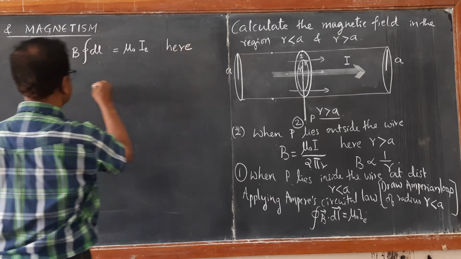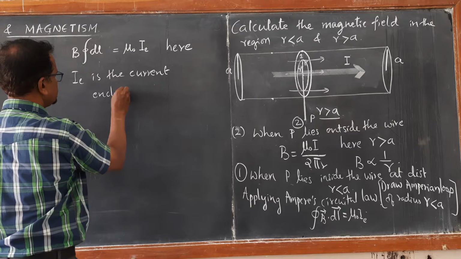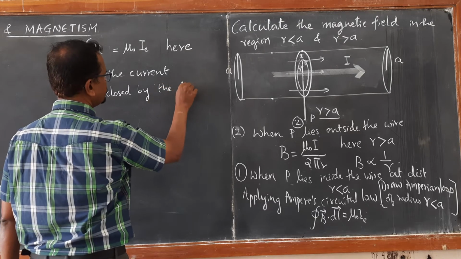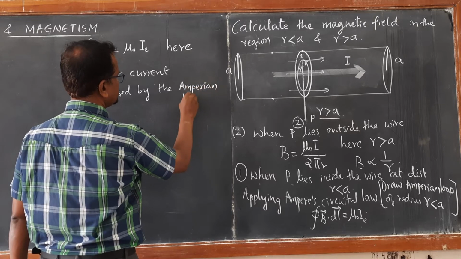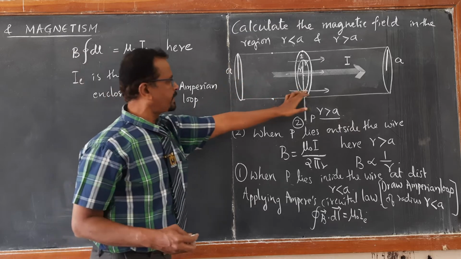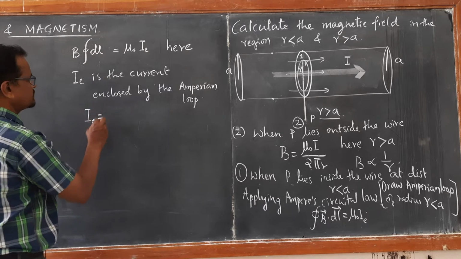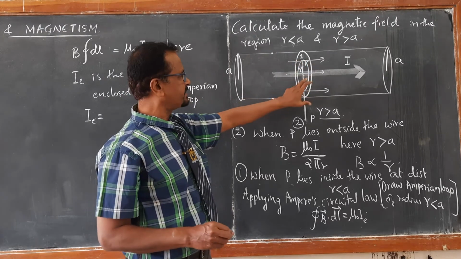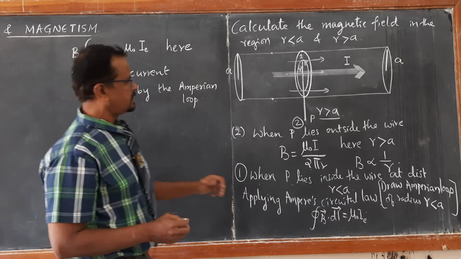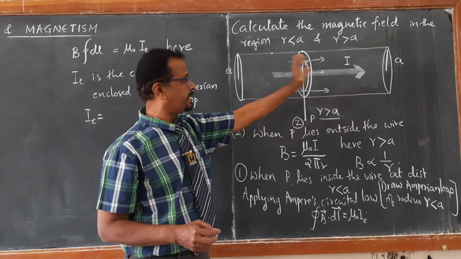Here IE is the current enclosed by the Amperian loop, and this IE is less than I. So, left hand side gives you B into 2 pi r, where 2 pi r gives you the circumference. And what is IE? First we will calculate IE. IE is the current enclosed in this small circular area of radius r, area pi r square. Therefore, IE can be calculated using the given thing, that this entire circular cross sectional area of the wire carries the uniform current, total current I.